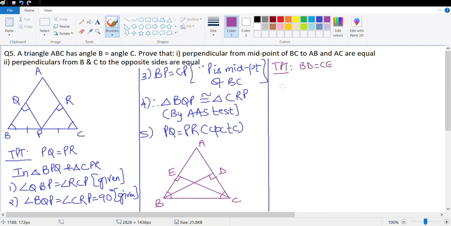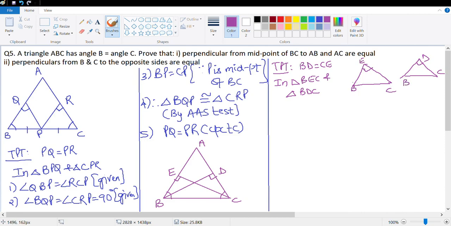Let's look at the triangles that are being formed: triangle BEC and triangle BDC. So these are the two triangles which are being formed. Let me draw them separately so that visually it is clear to you. This is E, this is B, this is C, and this is BDC. This is angle D, this is angle C, this is angle B.